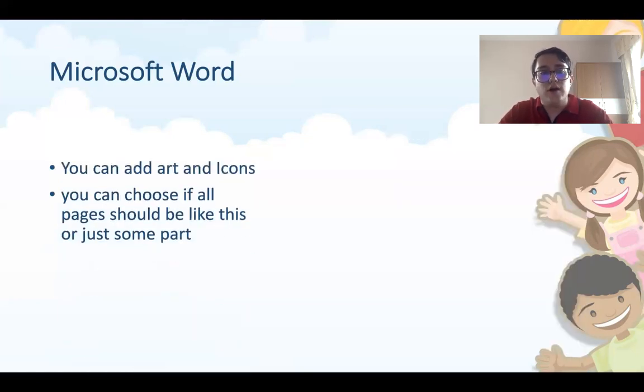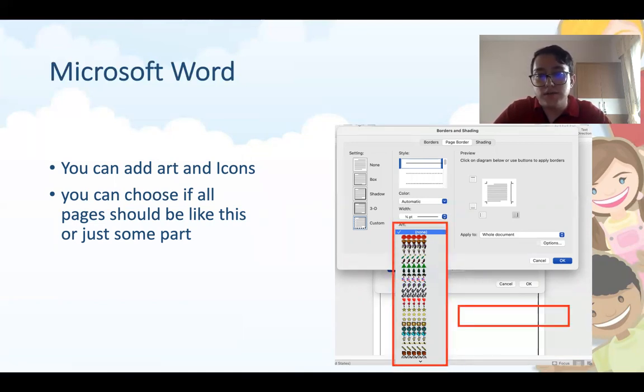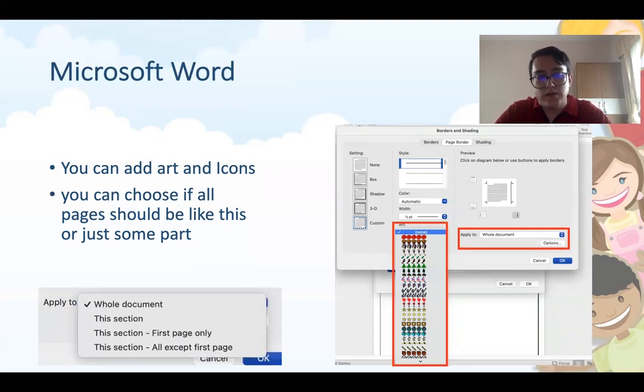You can add art and icons. You can choose if all pages should be like this or just some part. So you can give a border to each page. You can give an art icon, and you can choose if applied to all pages or just some pages. So this is the drop down that you can choose.